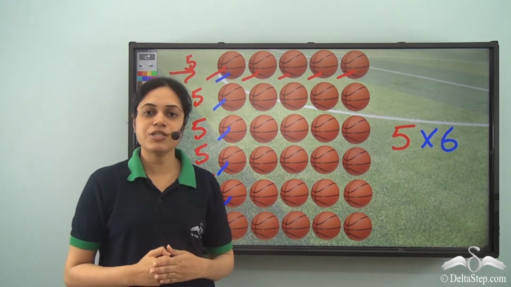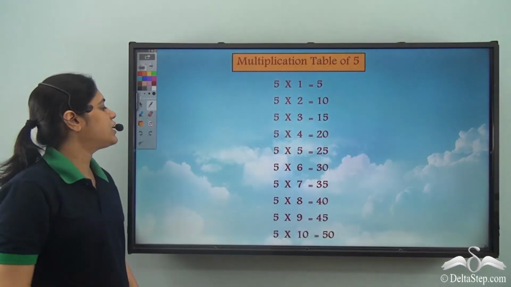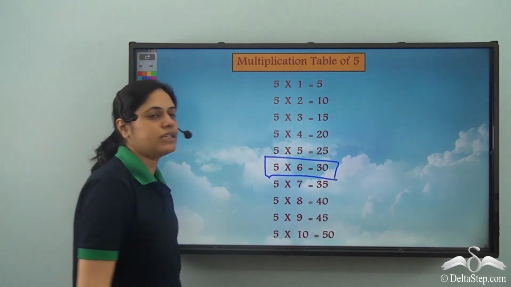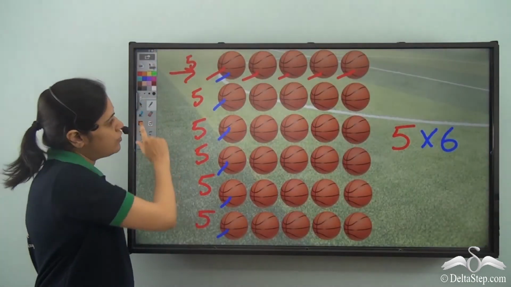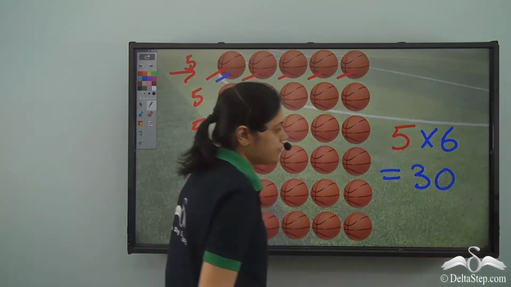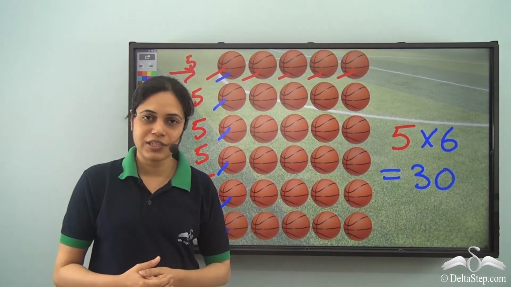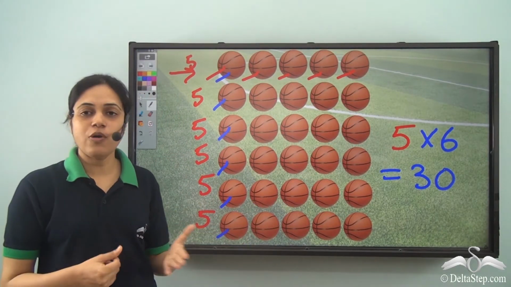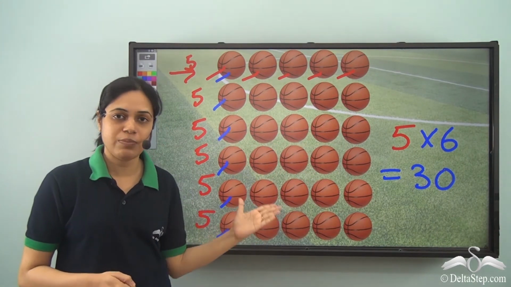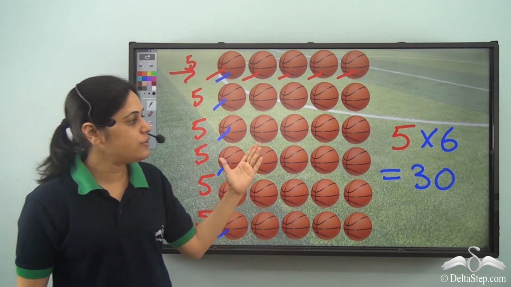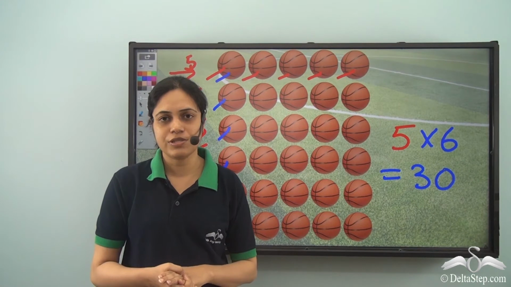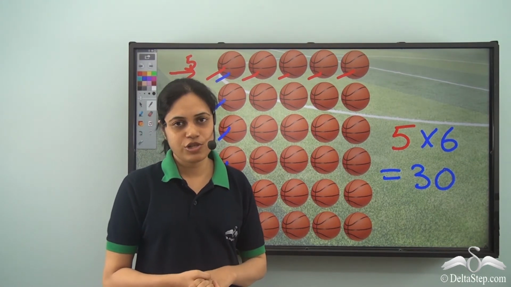And what is 5 into 6? Let us refer to our table. 5 into 6 is 30. So the answer is 30. So you see, even without counting, we have found how many balls are here. There are so many balls, and even without counting, using the multiplication table of 5, we found that here are 30 balls.